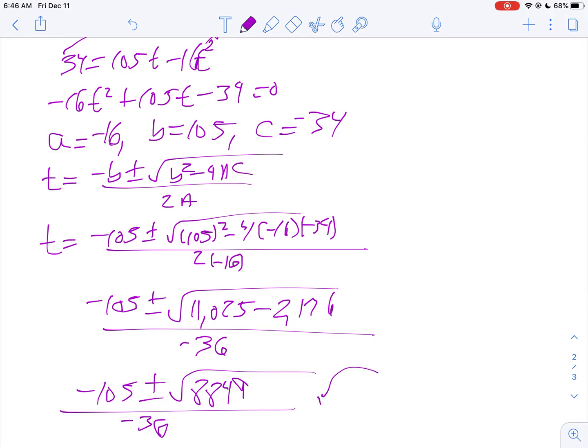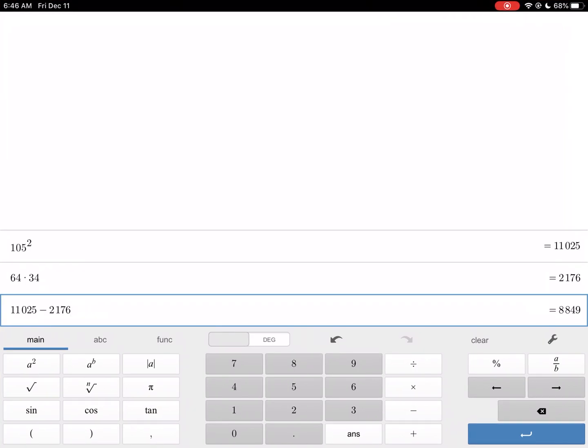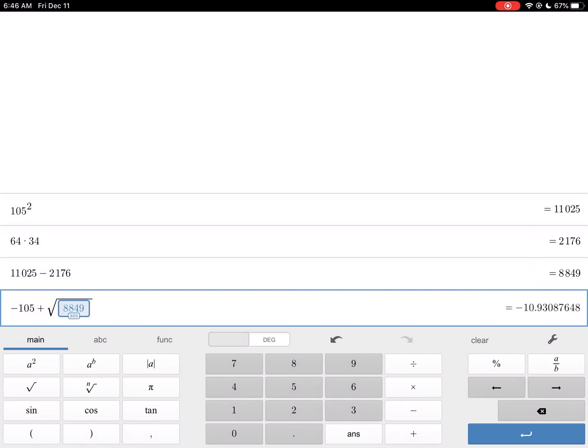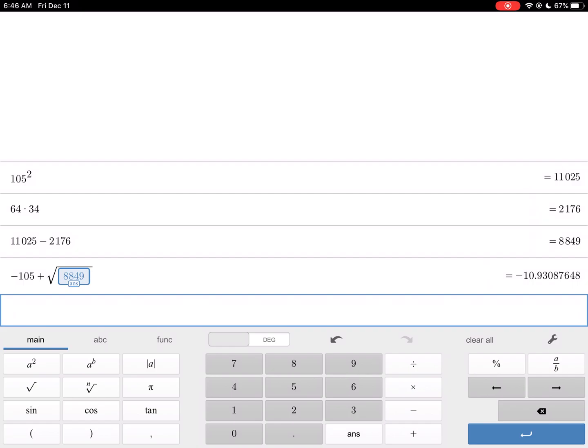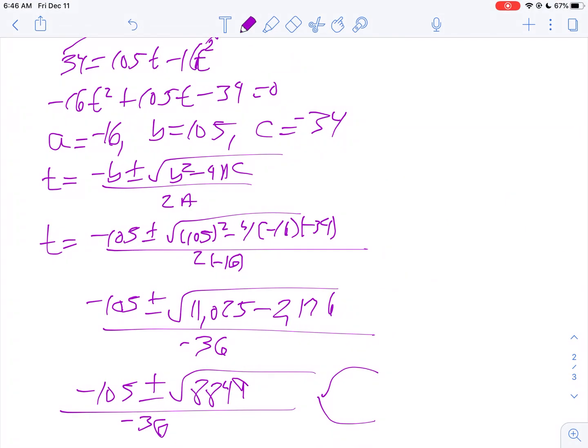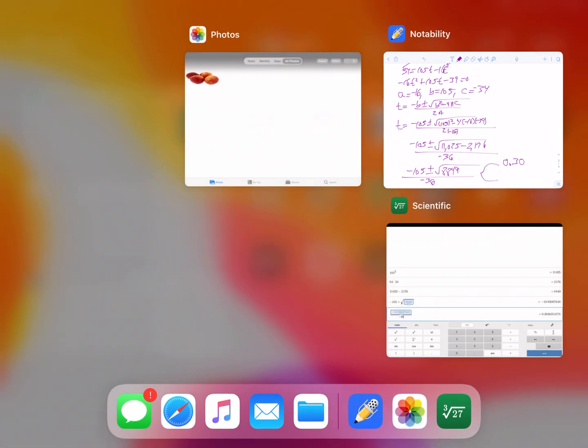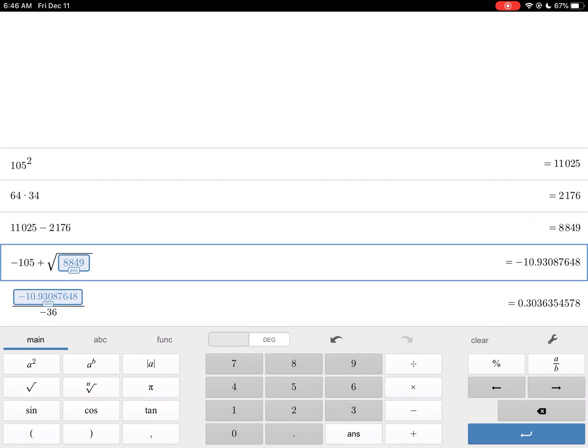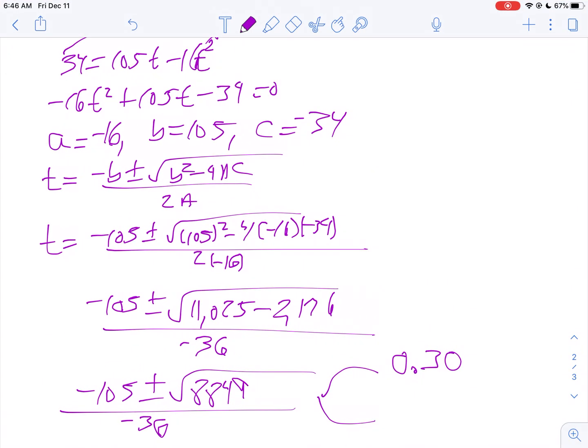At this point, let's use our calculator. So a negative 105 plus the square root of 8849. And I will divide that by negative 32, let me see. Yeah, negative 32. So one of our answers is 0.30 seconds. The other answer, let's do the subtraction. And we get 5.53 seconds. And there's your answer there.